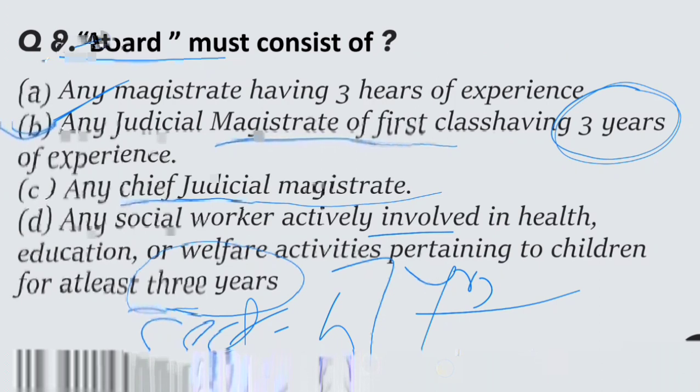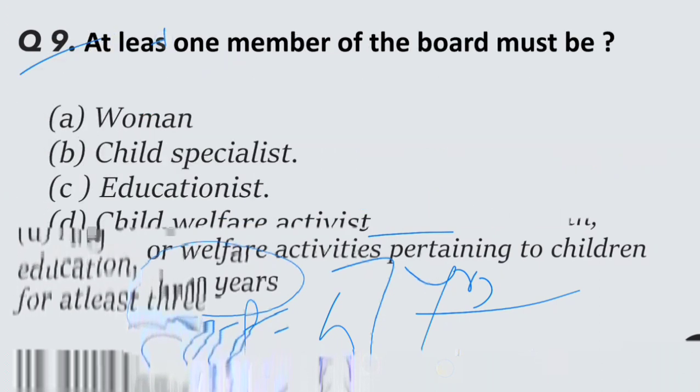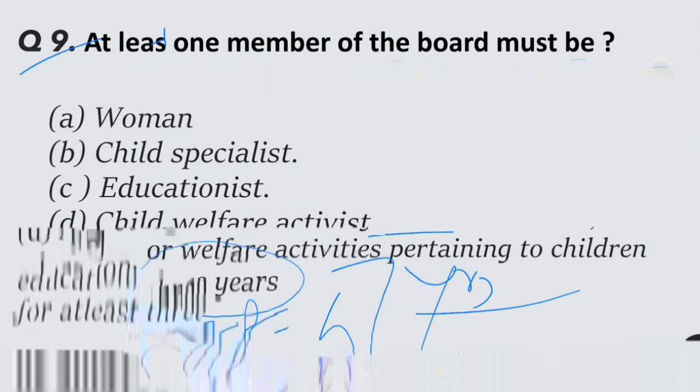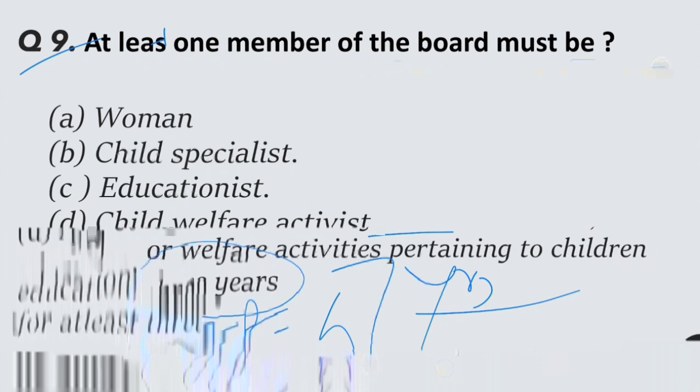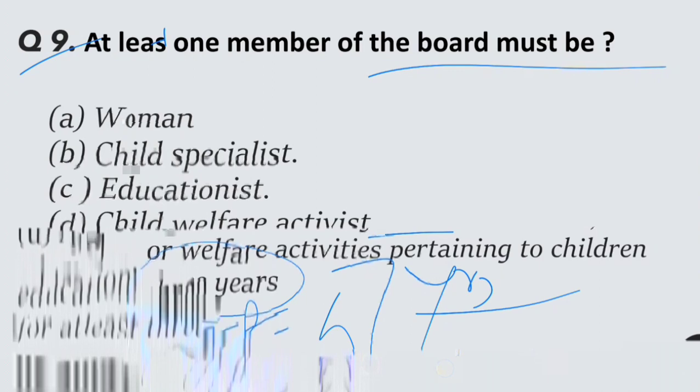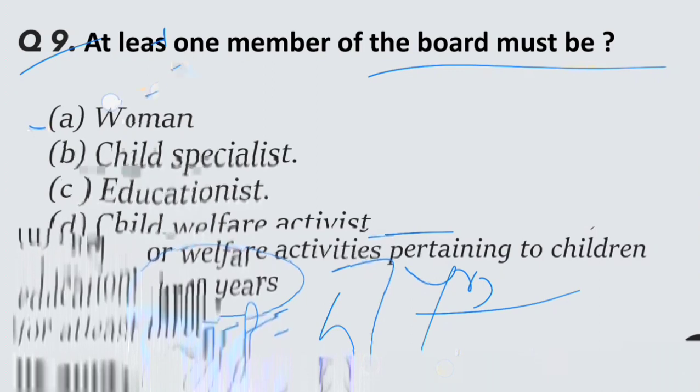Next question is at least one member of the board must be. A says woman, B child specialist, C says educationist, and D says child welfare activist. So the right option is A, woman. At least one member of the board must be a woman.